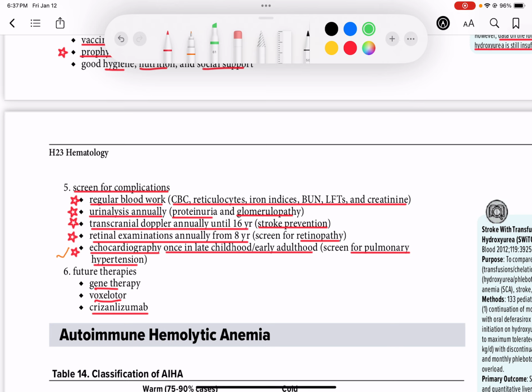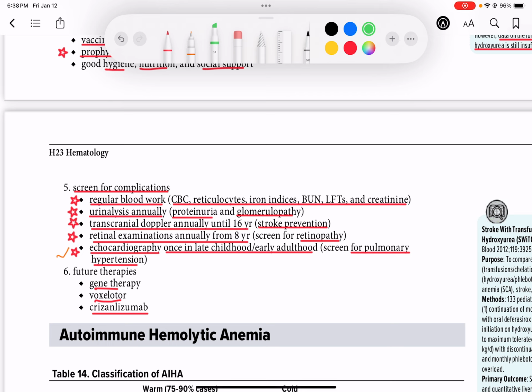So, kidneys, brain, eyes, and lungs, we are going for screening. Regular blood work, annual urinalysis, annual eye examinations after 8 years of age, annual transcranial Doppler just to look at any risk for strokes until 16 years of age, and then echocardiography once, even though it could happen in late childhood or early adulthood.